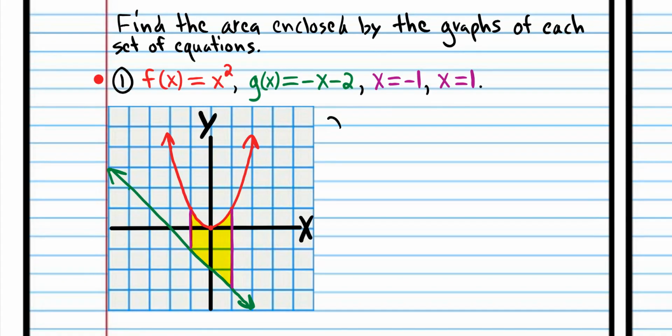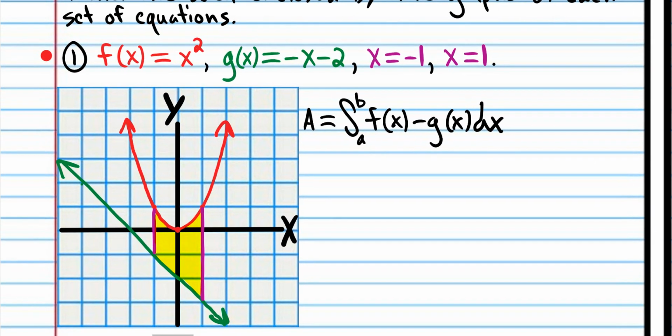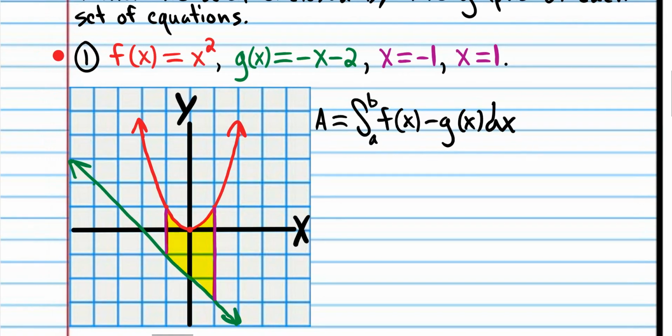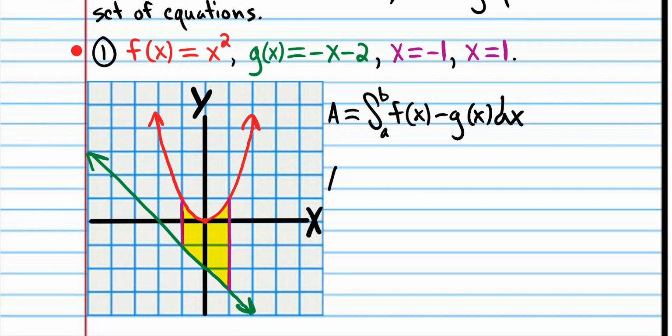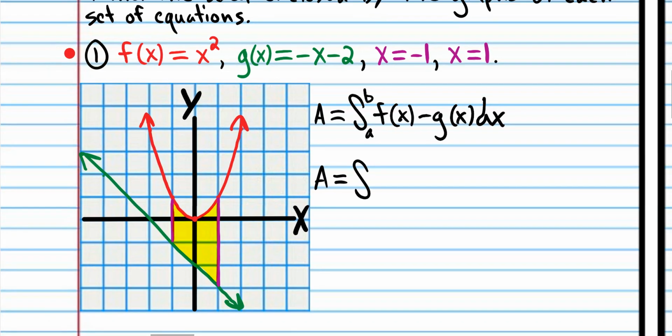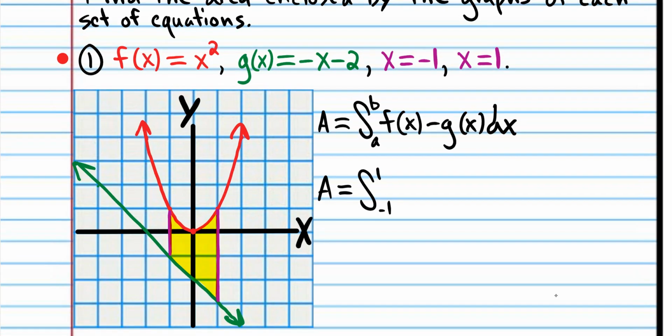So the formula that we're going to use is the integral of f of x minus g of x from A to B. That's the area between two graphs if f of x is a graph, or its graph is above g of x. Again, it only works if f of x is above g of x. And so let's plug in. Our bounds are these purple lines. We can also call those the limits of integration. And f of x is x squared, and g of x is negative x minus 2.